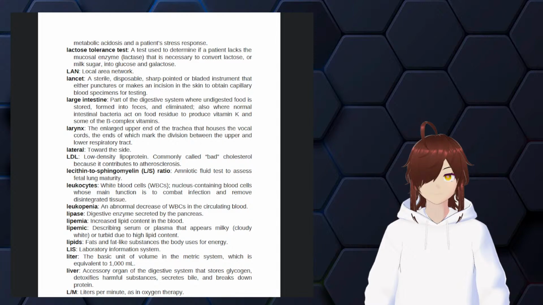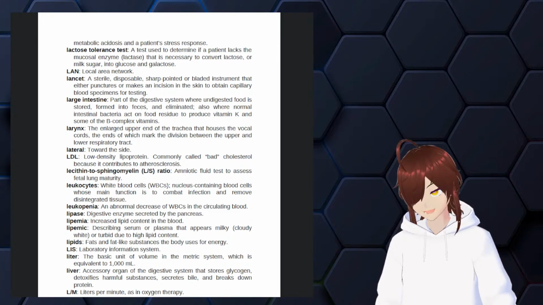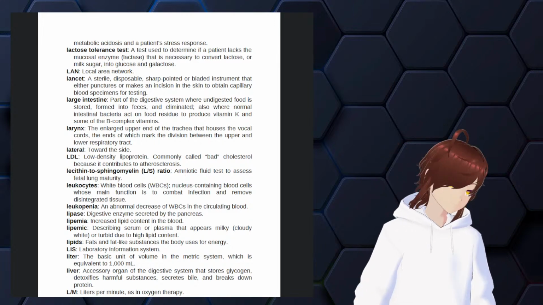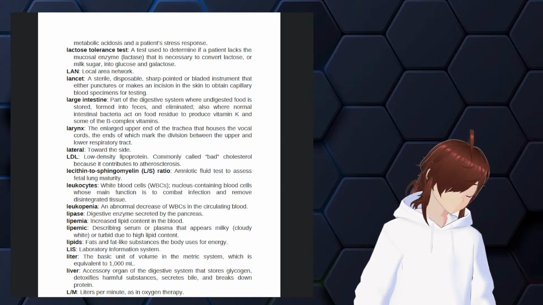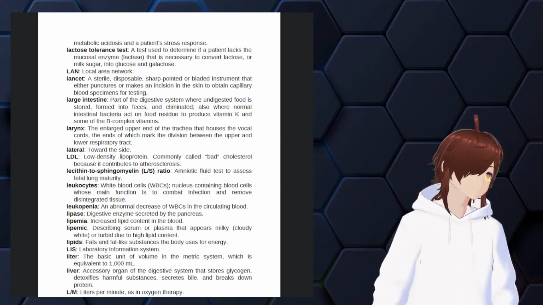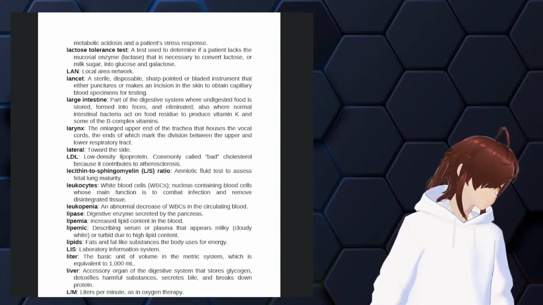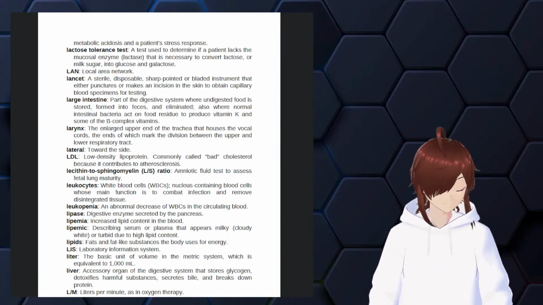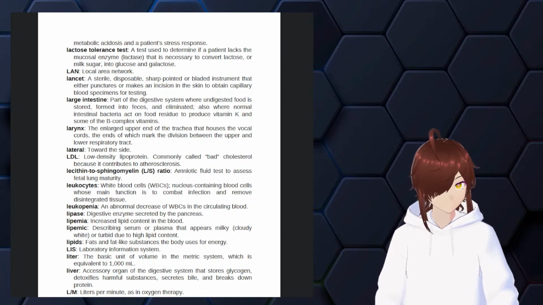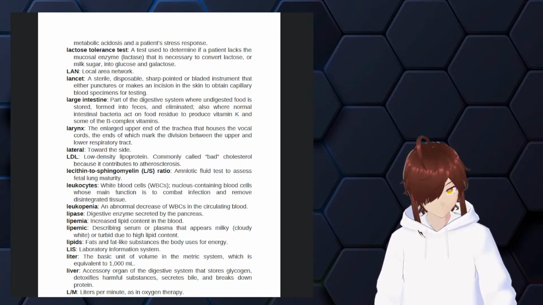Large intestine, part of the digestive system where undigested food is stored, formed into feces and eliminated. Also where normal intestinal bacteria act on food residue to produce vitamin K and some of the B-complex vitamins. Larynx, the enlarged upper end of the trachea that houses the vocal cords, the ends of which mark the division between the upper and lower respiratory tract. Lateral, toward the side. LDL, low-density lipoprotein, commonly called bad cholesterol because it contributes to atherosclerosis. Lecithin to sphingomyelin, L/S ratio, amniotic fluid test to assess fetal lung maturity.